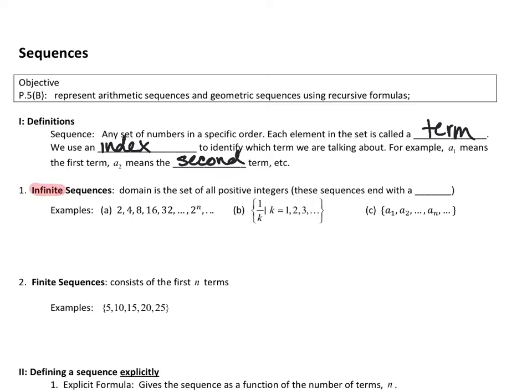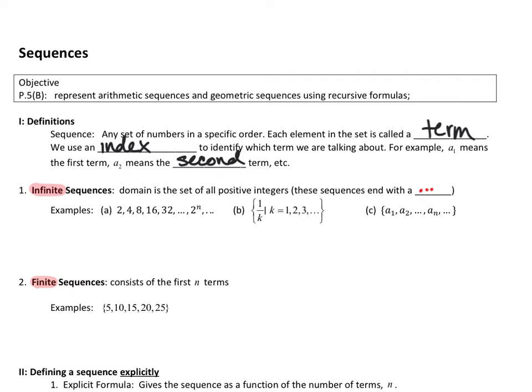You have your infinite sequences and your finite sequences. Infinite sequences have a domain which is the set of all positive integers, so we're not using negative numbers in sequences. It's just like 1, 2, 3, 4, 5. These sequences, since they're infinite, end with an ellipsis to indicate that it's going to continue going on to infinity. Finite sequences, on the other hand, do not have an ellipsis at the end because they are a set of numbers.